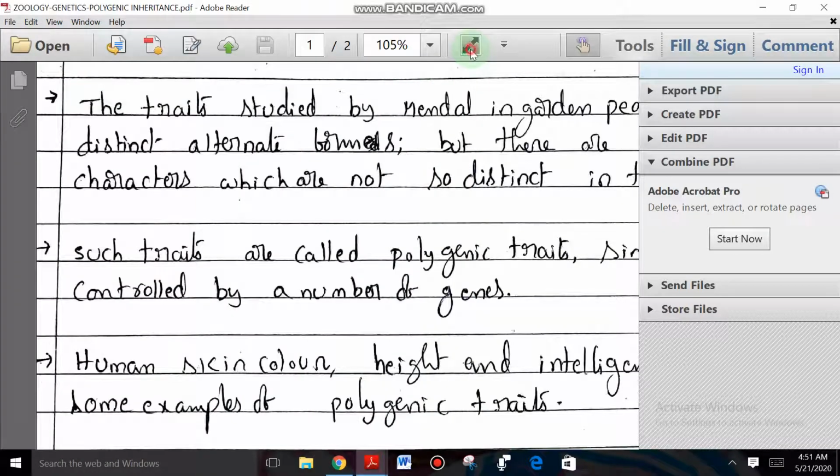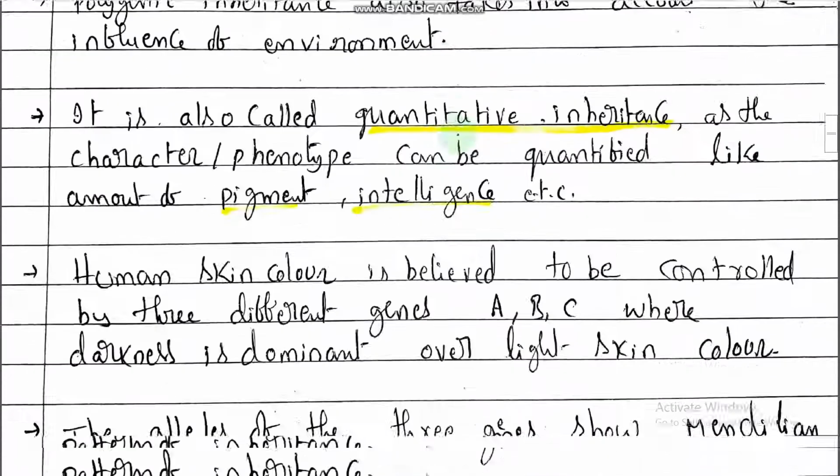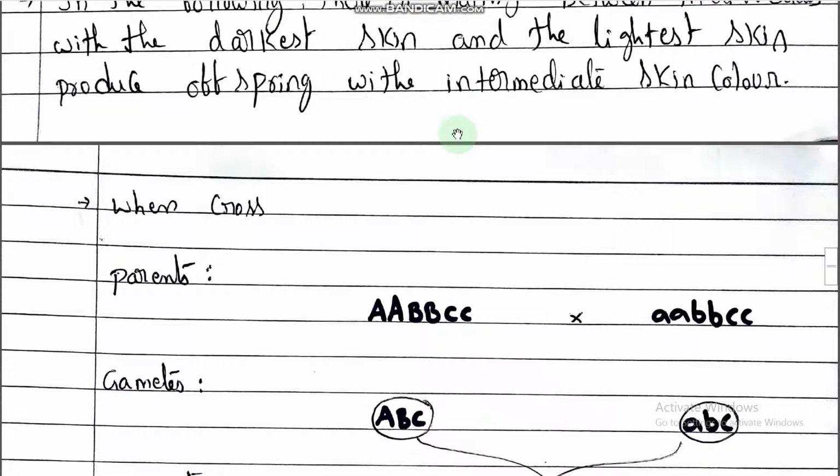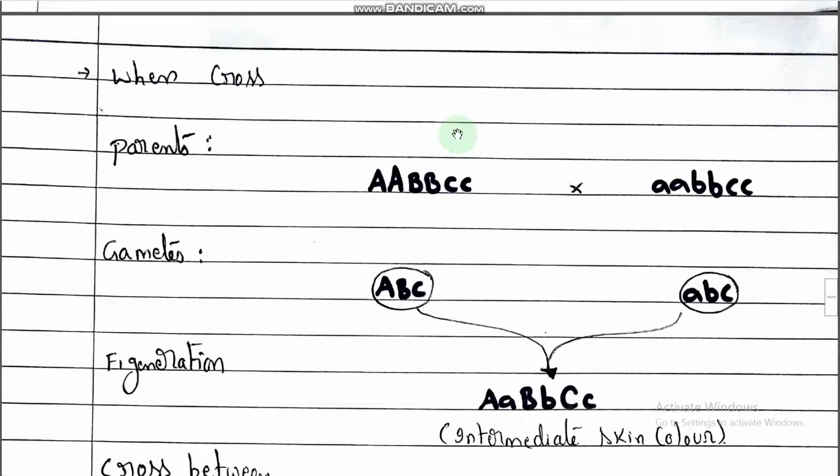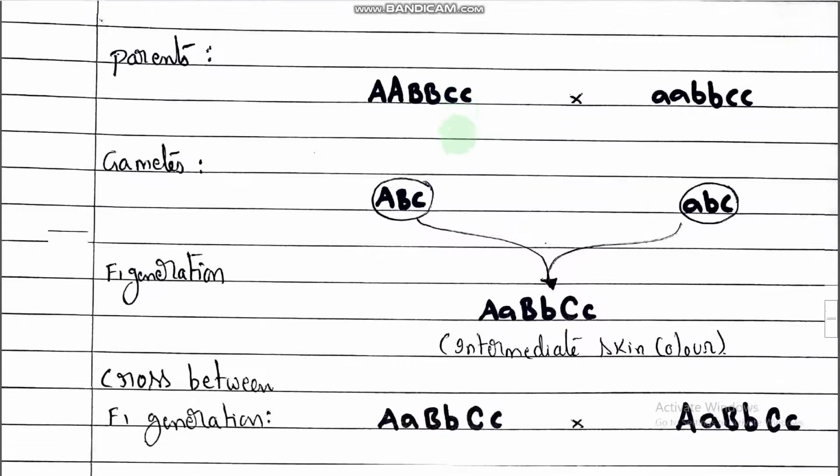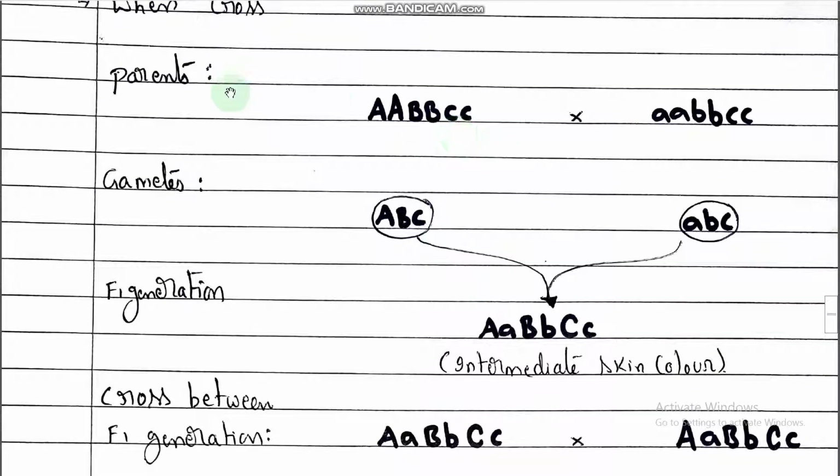Up to this clear? Right. So this is the class of polygenic inheritance. So see here, parents are, so what genes we discussed? Three genes, capital A, capital B, capital C. And capital A, capital B, capital C genes are what? Dominant. Always in genetics, capital letters indicate dominant only.